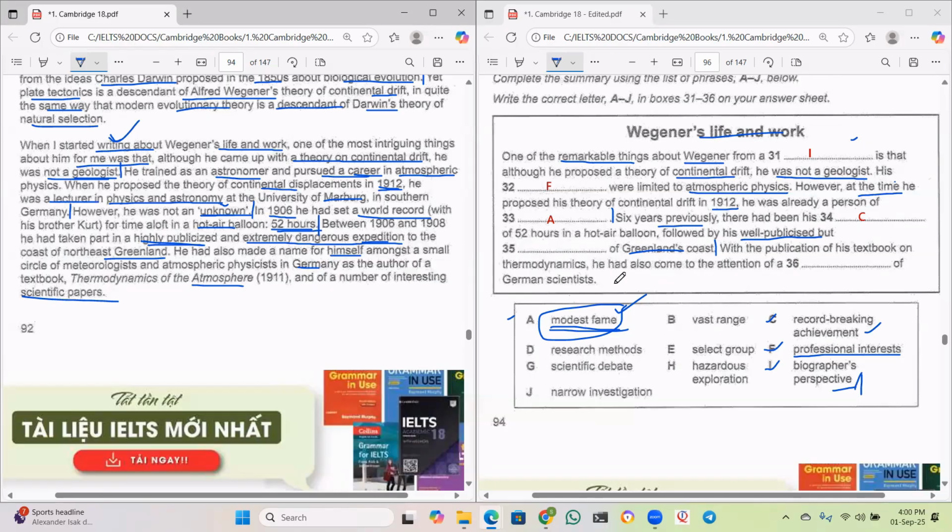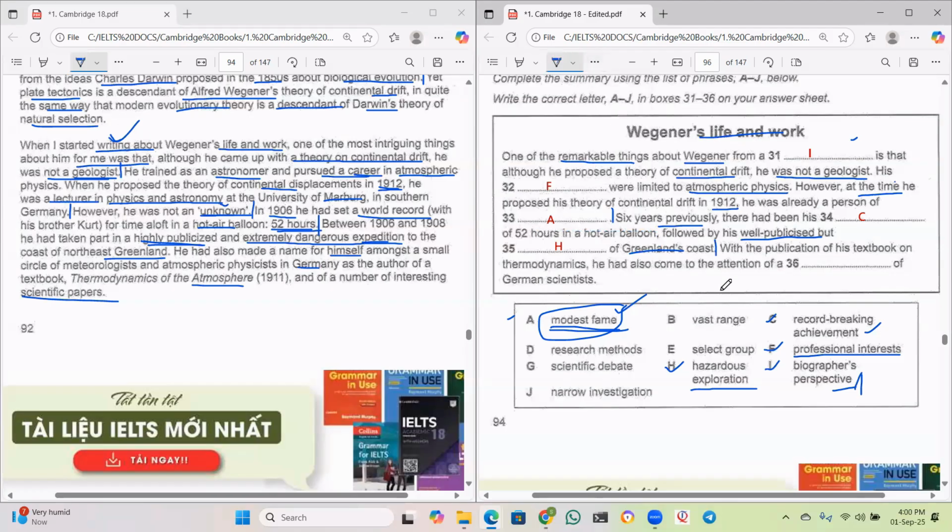But what is the synonym for that? That we have to find out. So, extremely dangerous expedition. Which word is matching? Hazardous exploration. Is it matching or not? H. Hazardous exploration is nothing but extremely dangerous expedition. Yes or no? So, what is my answer, guys? Yes. Alphabet H should be the answer. I hope it is easy for you guys to understand.